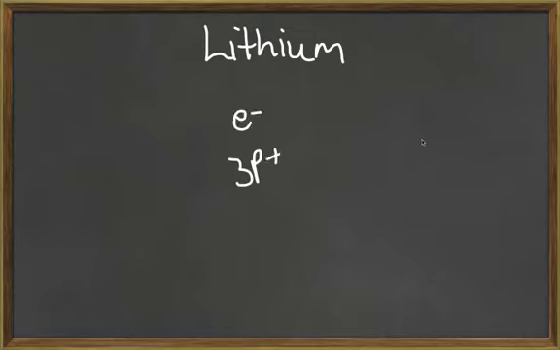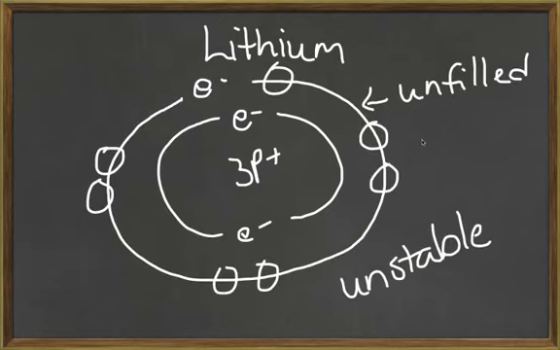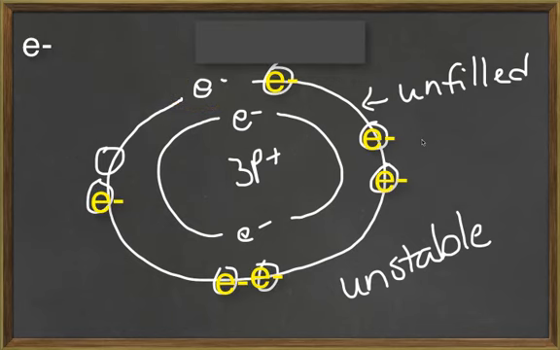Lithium has 3 electrons. 2 of these electrons fill the first energy level, and the third electron resides in the second energy level. The second energy level is unfilled, and lithium will readily give up this outer electron, so it will only contain 2 electrons in the first energy level and thus be considered stable. Unstable atoms will tend to give up their electrons if there are fewer electrons in their outer electron shell, and will be more apt to accept electrons if there are more electrons in their outer shell in an attempt to become stable.